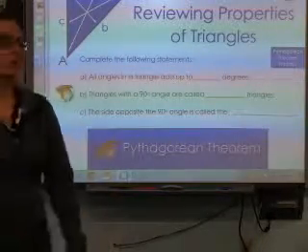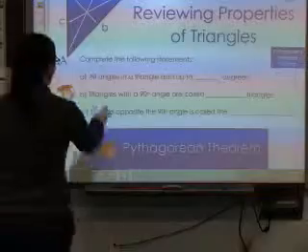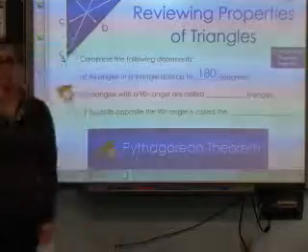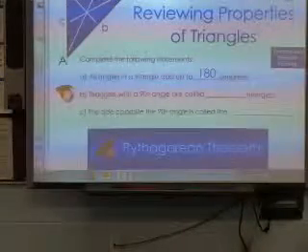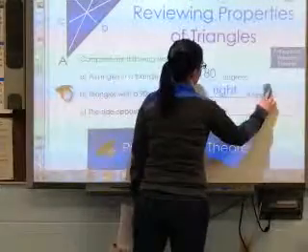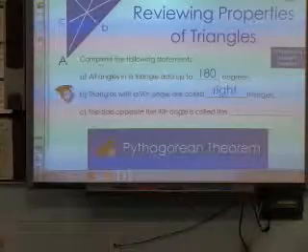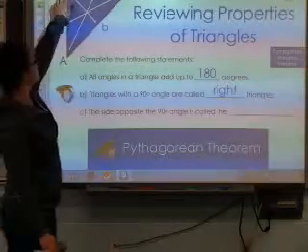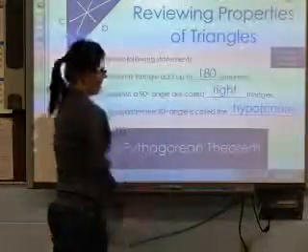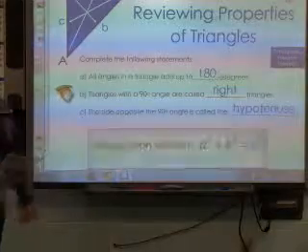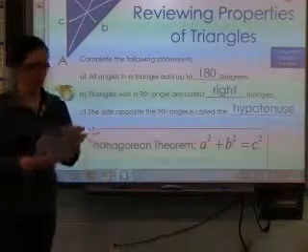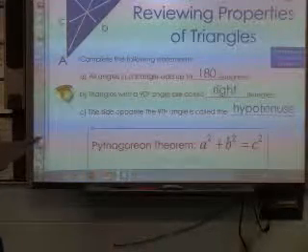So let's review some properties of triangles, things that we know. The angles in a triangle add up to 180 degrees. If a triangle has a 90-degree angle, we call that a right triangle. And finally, the side that is opposite the right angle is called the hypotenuse. And then we have the Pythagorean theorem, a squared plus b squared equals c squared, where c is the hypotenuse. So all of this stuff is summarized pretty much at the top of your page.